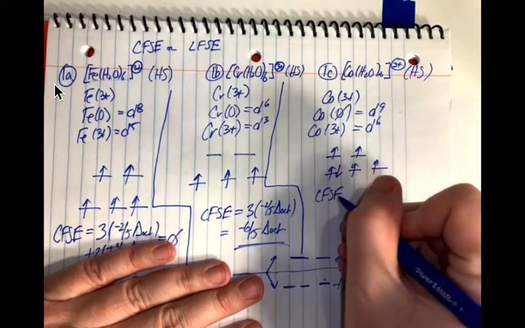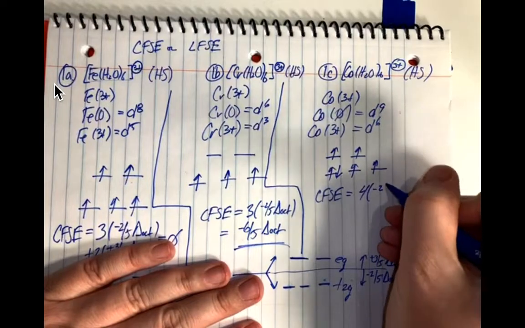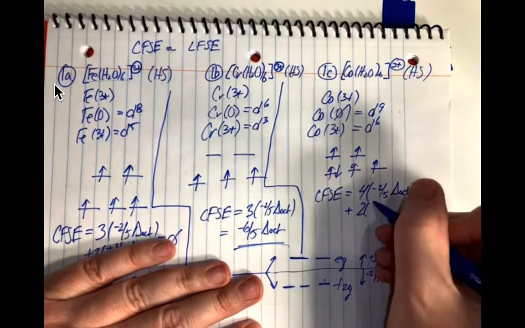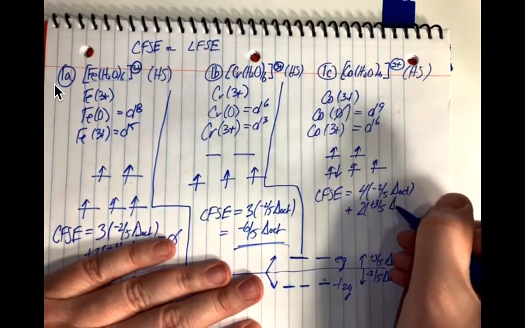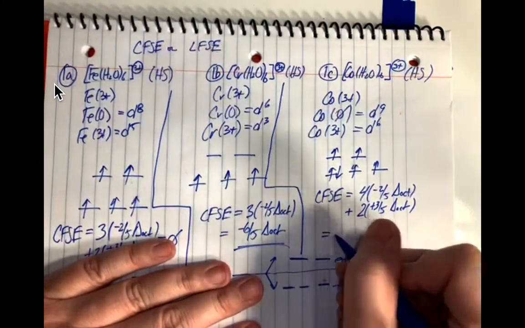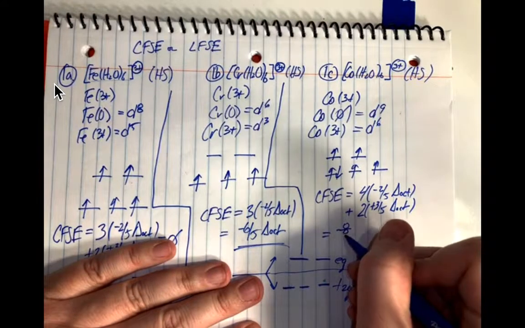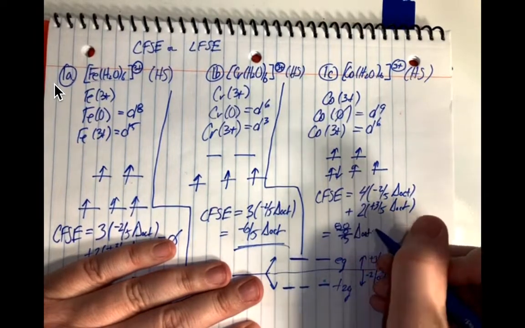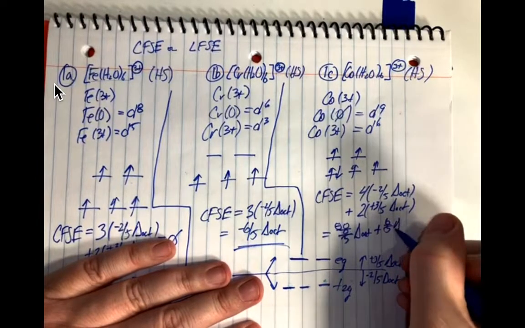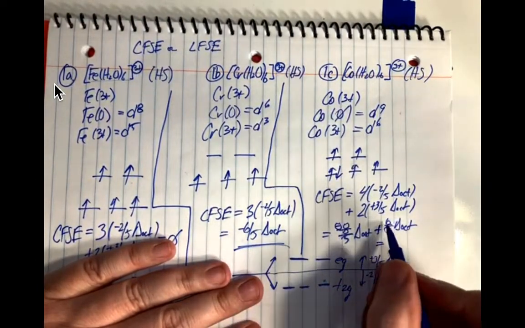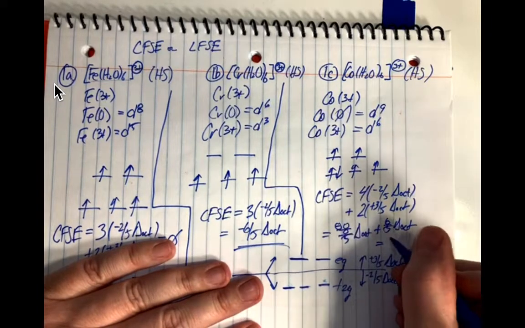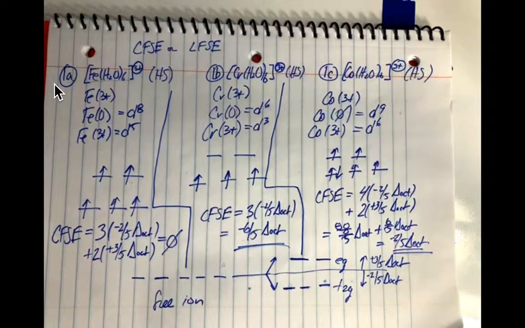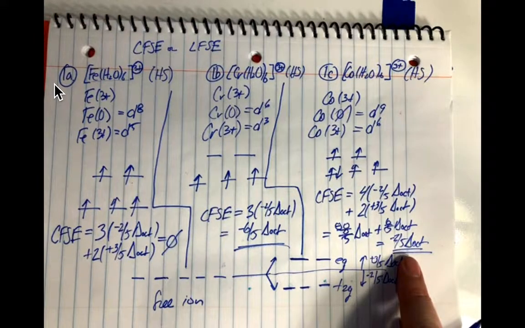Crystal field stabilization energy is equal to 4 times minus 2/5 delta oct plus 2 times plus 3/5 delta oct. So this is minus 8/5 delta oct plus 6/5 delta oct, or 6 minus 8 gives us minus 2/5 delta oct. So the crystal field stabilization energy in this case is minus 2/5 delta oct.